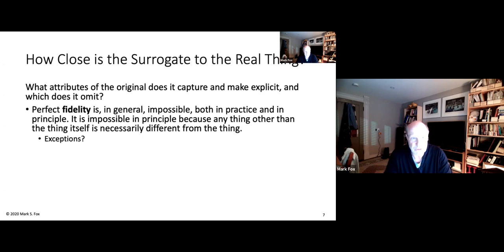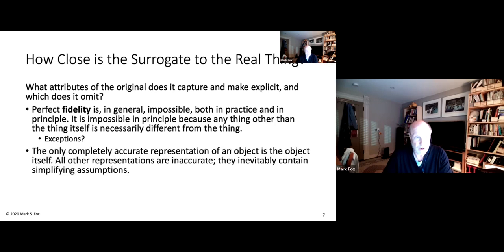It is impossible to be able to take a chair, a physical chair that exists in the real world, and represent it completely. The grains of the wood, defects in its manufacture, cracks in the paint, whatever the case may be, it is impossible to achieve perfect fidelity, except when we deal with intangible entities, such as mathematics. We can represent equations perfectly. The only completely accurate representation of an object is the object itself. All other representations are incomplete, they're inaccurate, and inevitably contain simplifying assumptions. So the whole issue that we have to ask ourselves is, how close do we need the surrogate to be to the real thing?